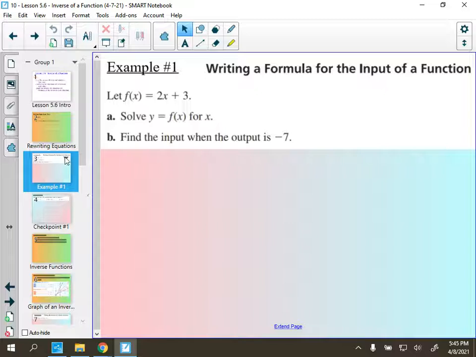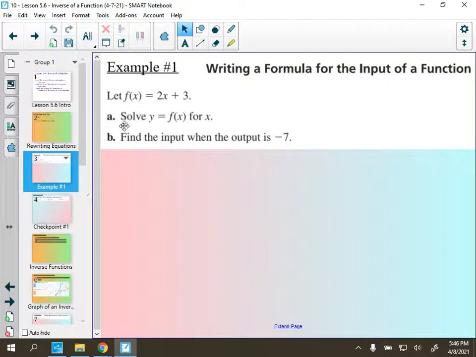And I know we just talked about inverses, or we haven't even said what an inverse is. But this is the skill that's going to be the common thread for everything we do. So let's take a look at what we're being asked to do. Writing a formula for input of a function. So we've got this function. Let f of x equal 2x plus 3, a linear function.